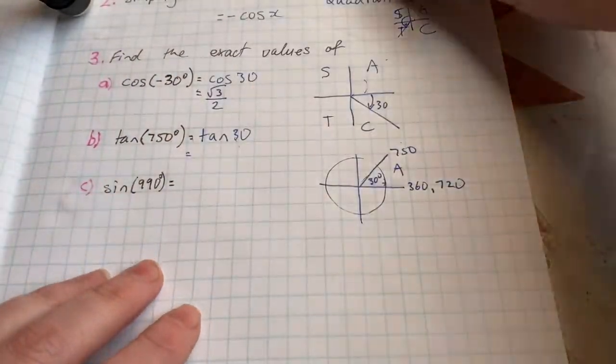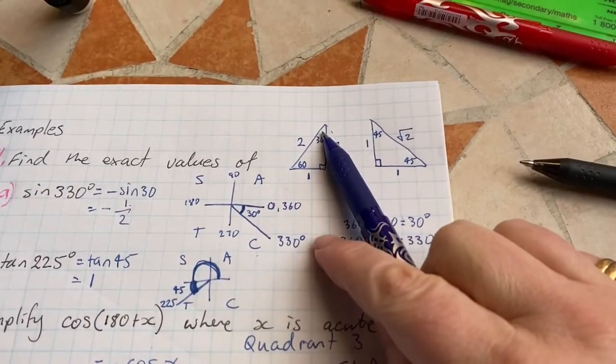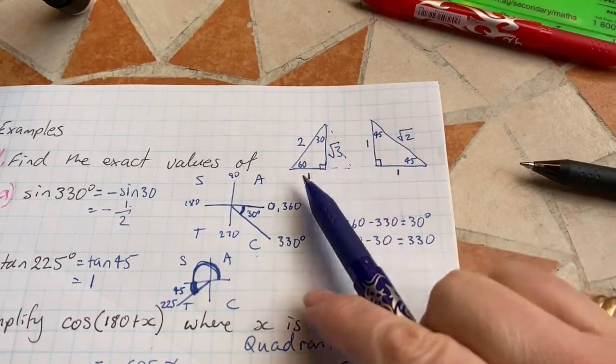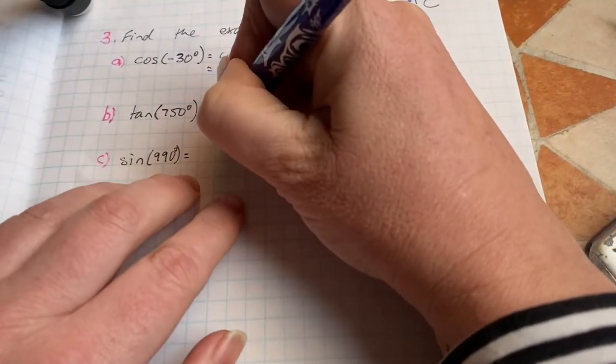Now, tan of 30 from our exact value triangles, here's our 30 degrees. Tan is opposite over adjacent, so 1 on root 3 is the answer there. So 1 over the square root of 3.